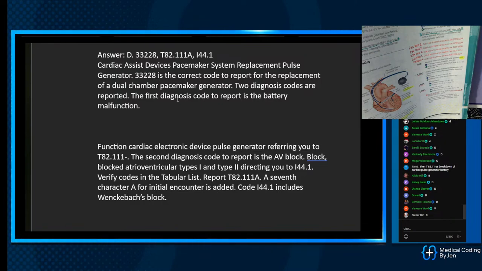She did have a secondary diagnosis of an AV block. The T code is for the injury or issue that she's having right now, which is replacing the battery.